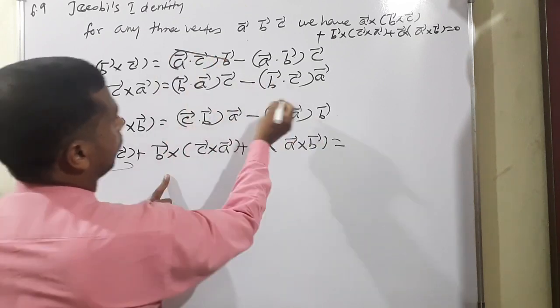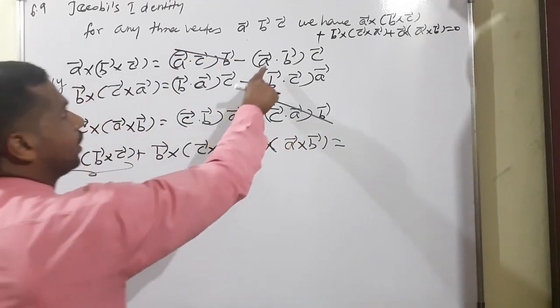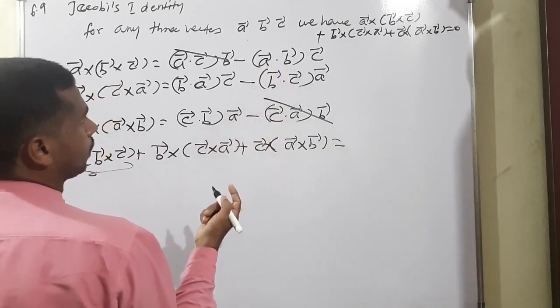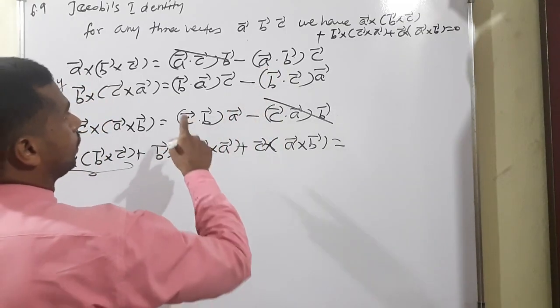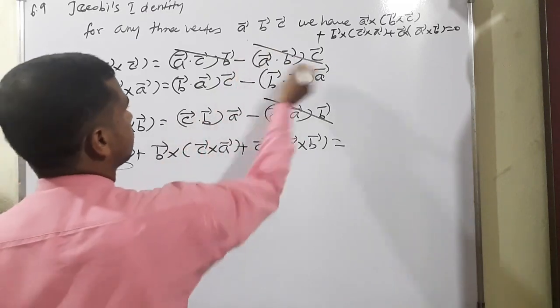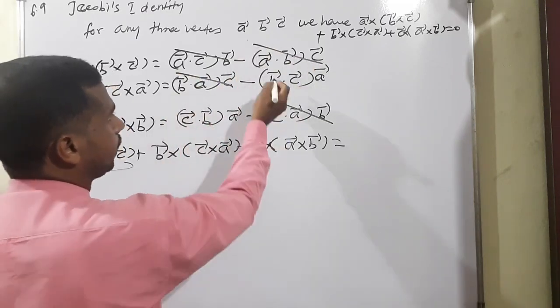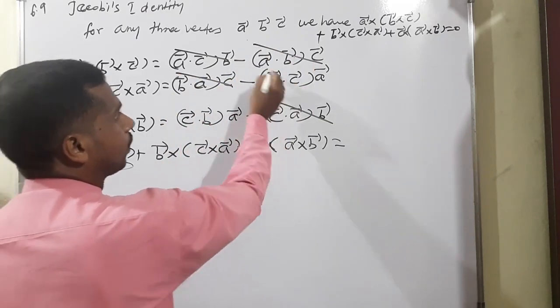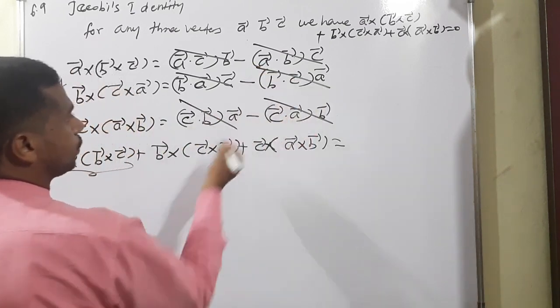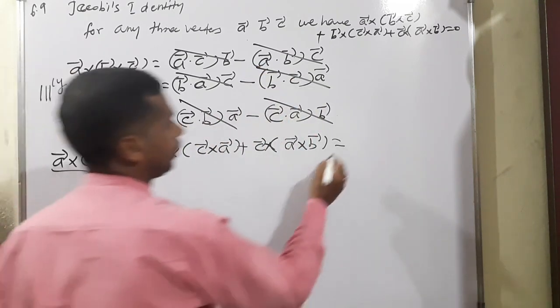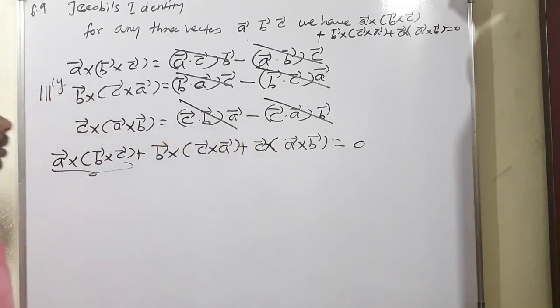We can cancel, no, plus and minus. The next condition, A vector dot B. Where is it? A vector dot B. This is minus, this is plus. We can cancel it. Next condition also, look at there, B vector dot C. This is positive B vector dot C. Therefore, definitely we can say the answer is 0. That's all. This is our proof.